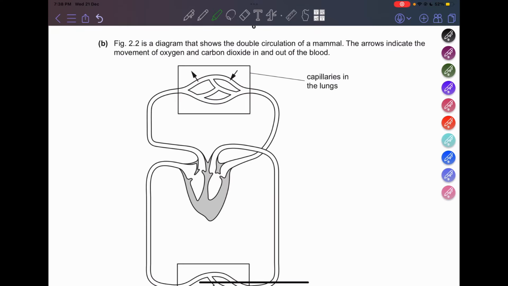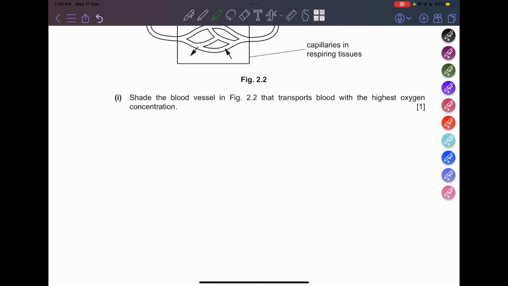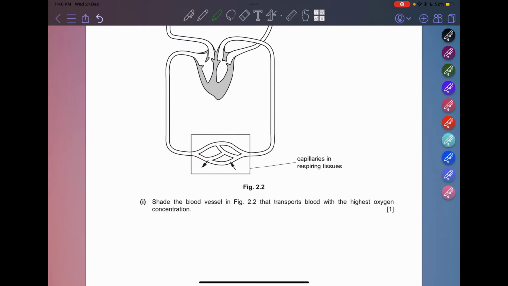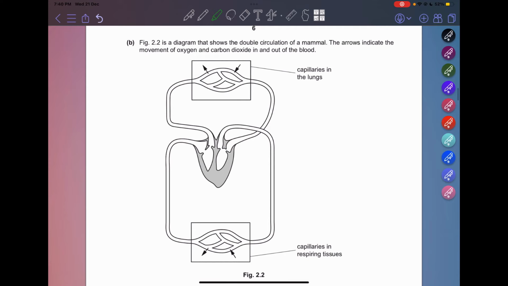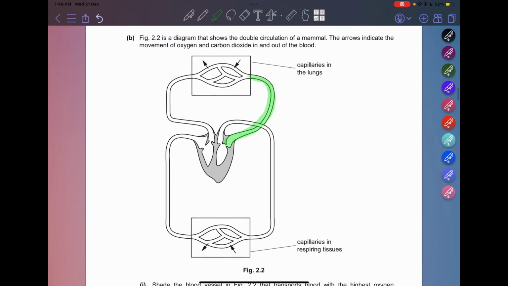B. Figure 2.1 is a diagram that shows the double circulation of a mammal. The arrows indicate the movement of oxygen and carbon dioxide in and out of the blood. Shade the blood vessel in figure 2.2 that transports blood with the highest oxygen concentration. So the highest oxygen concentration is actually in the pulmonary vein that is coming back from the lungs. Over here, it is this one. It is directly coming back from the lungs, so this is obviously the highest concentration of oxygen in there. So this is the answer.